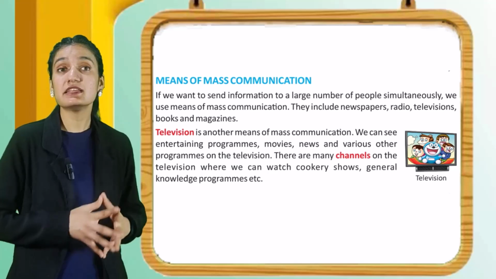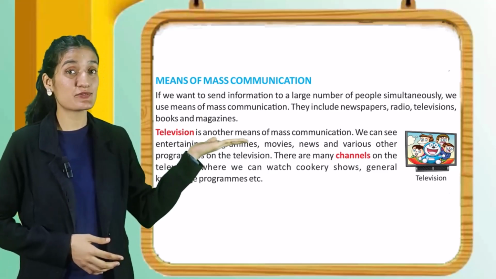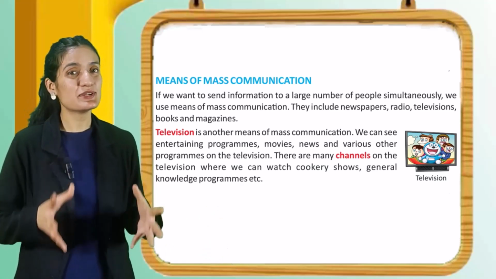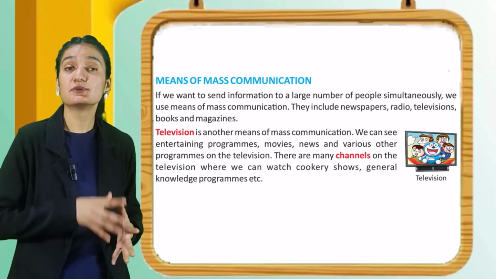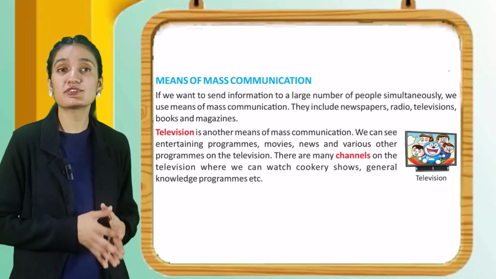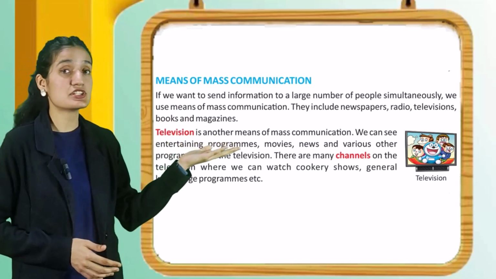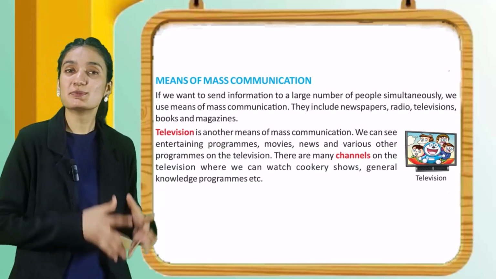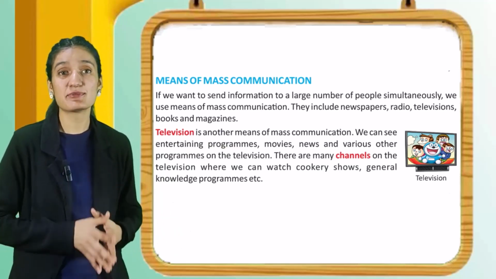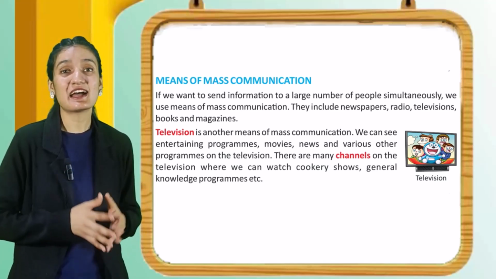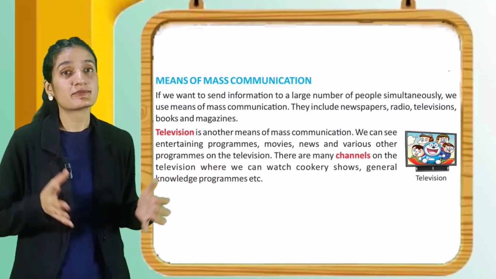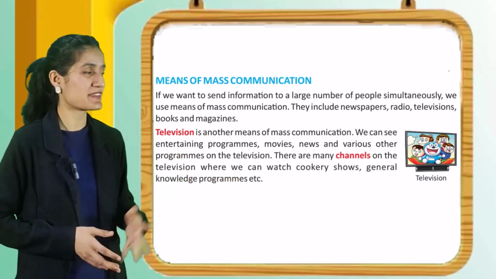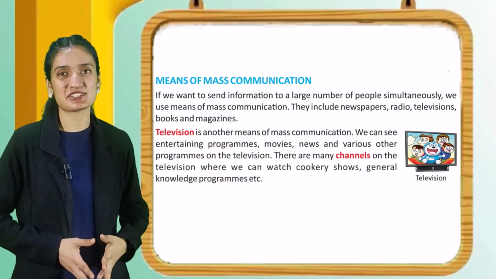Now next is means of mass communication. If we want to send information to a large number of people simultaneously, we use means of mass communication. They include newspaper, radio, television, books and magazines. Television is another means of mass communication. We can see entertaining programs, movies, news and various other programs on the television. There are many channels on the television where we can watch cookery shows, general knowledge programs, etc. Here is a picture of a television.